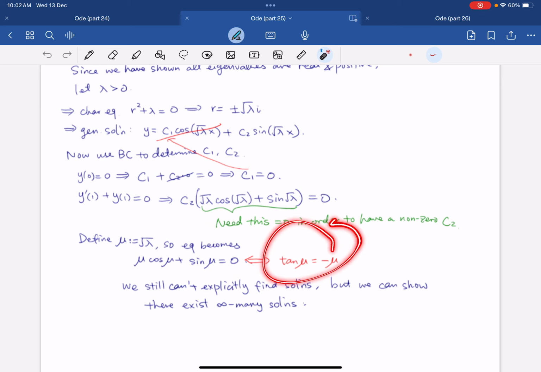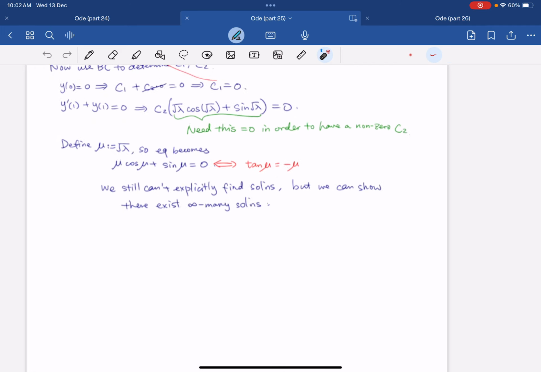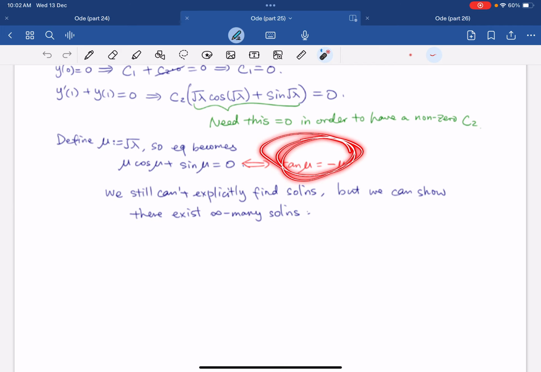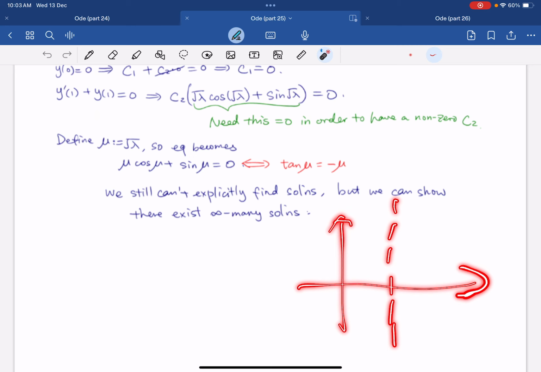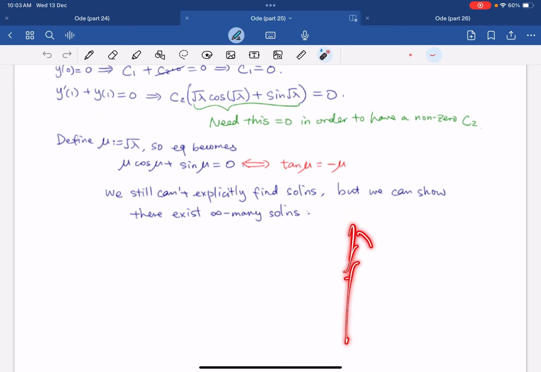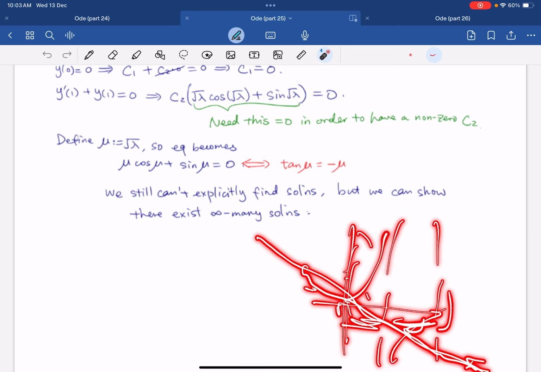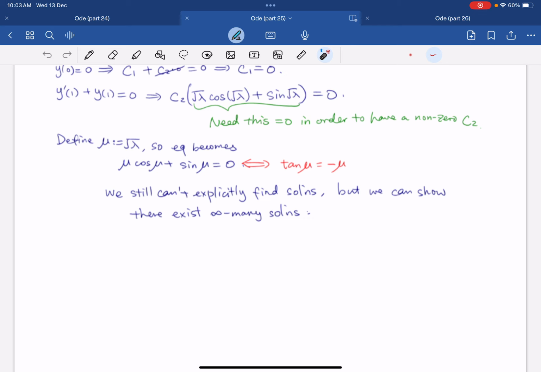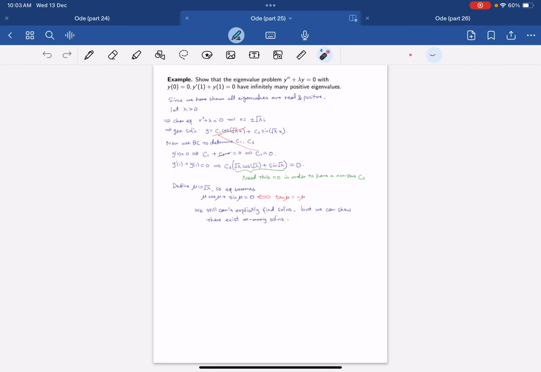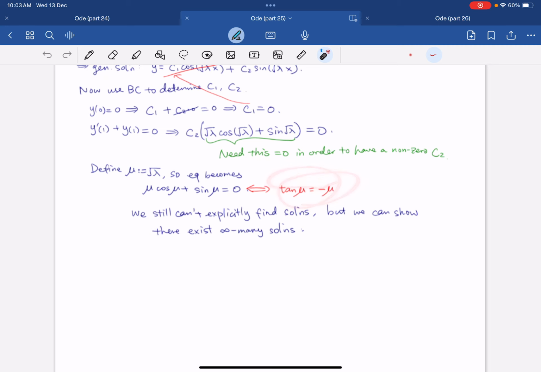And from here we can show that there will be infinitely many solutions to this equation. What you do is take the interval from 0 to pi over 2, then to pi. In all these intervals, you show that there will be a solution. You just draw the line here, and you see it cuts here, cuts here, cuts here. So in every interval you have a solution. That's the idea to show that there are infinitely many solutions.